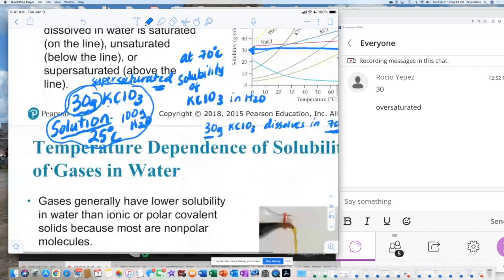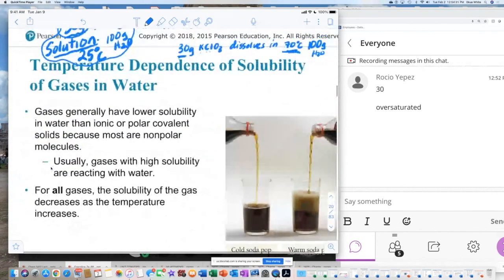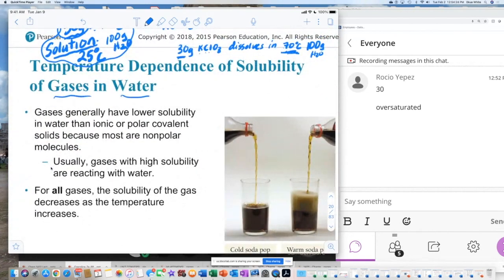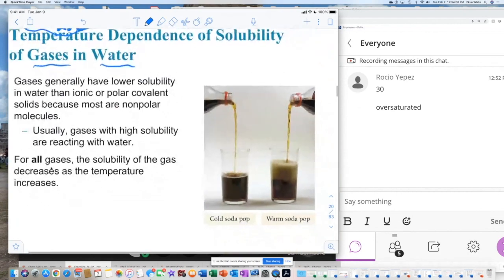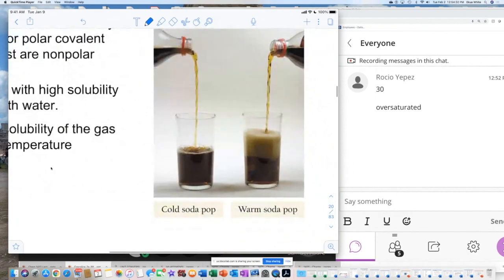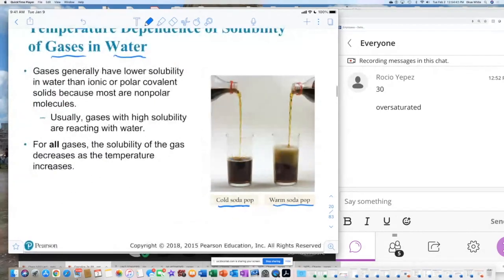Okay, very good. So now we're looking at solubility of gases in water. How do we make those bubbly drinks, the sparkling cider and all that stuff? The example we're seeing here in the picture is cold soda pop versus warm soda pop. So soda, right? Cold soda produces less bubbles. Warm soda produces more bubbles. So we're talking about gases dissolving in water, right?